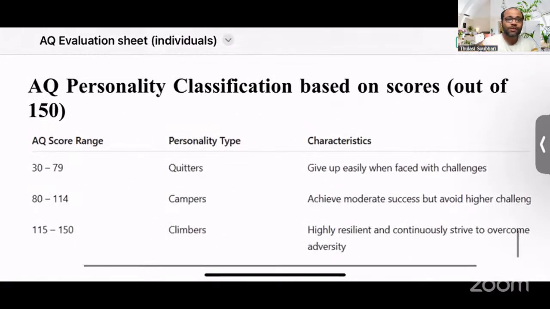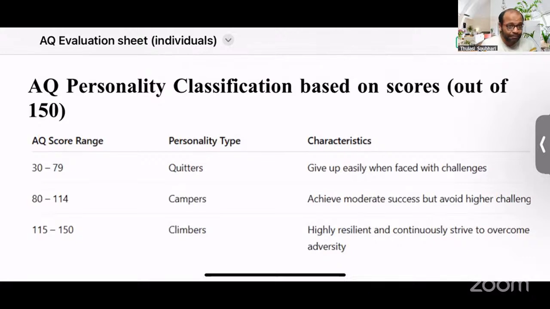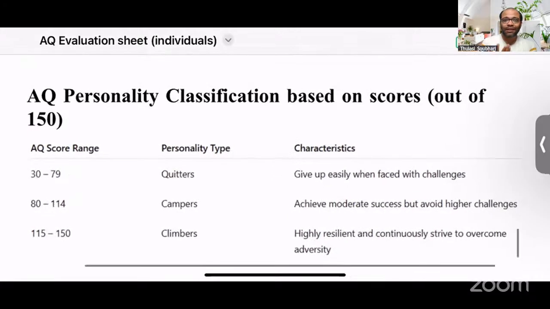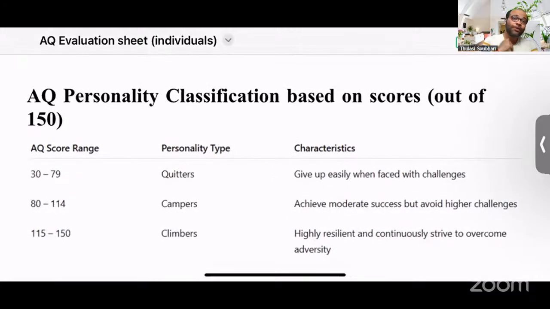Thank you. So AQ personality has been classified into 3 categories. One is called the quitters, the second is called campers, and the third is called climbers. So now there are 2 ways of looking at this. You all just be happy with what you have. Don't worry, you can improve it. So the first one, out of 150.